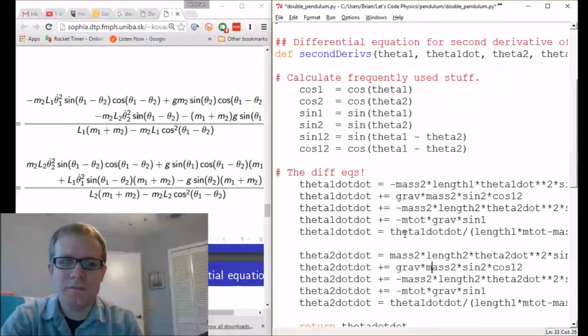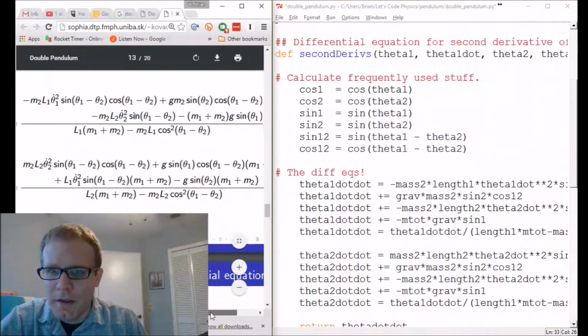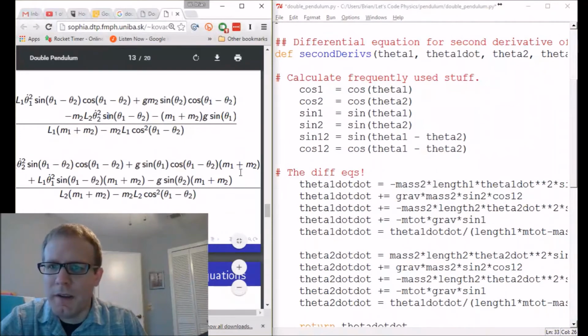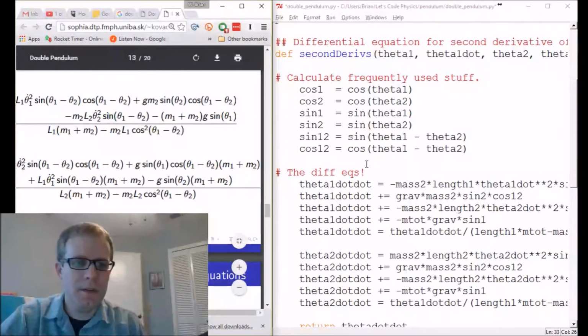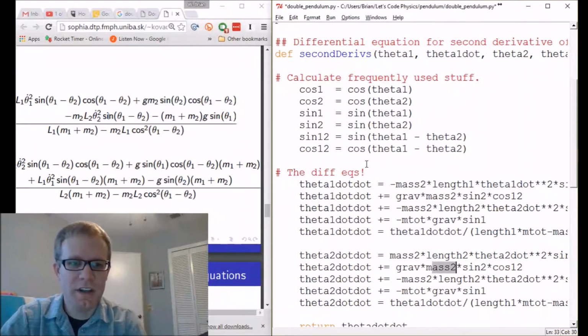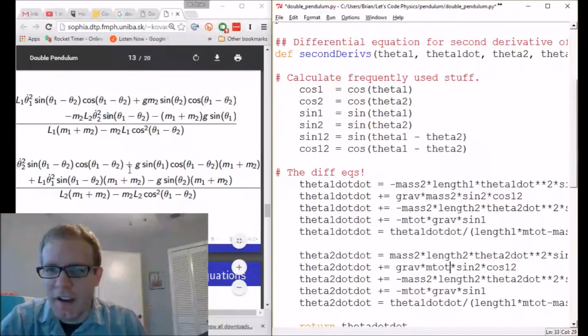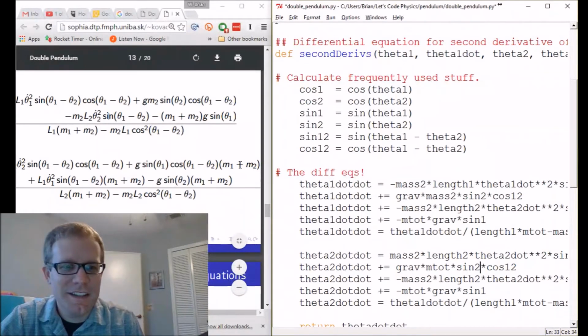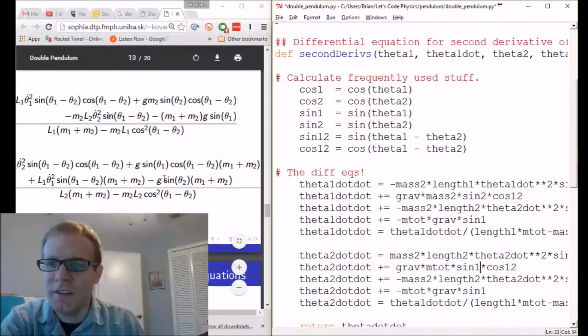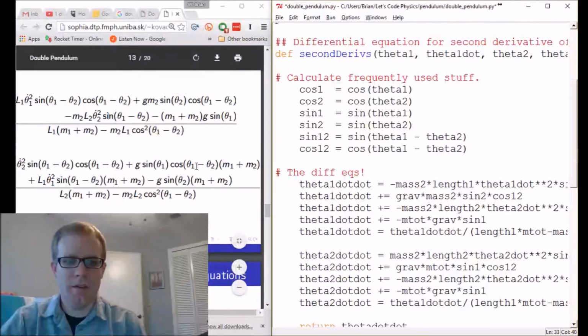I got the gravity. This is getting multiplied by m total. Now he moved the mass over there this time. Interesting. Must be a mathematician thing. Grav, at least he's working with units, right? Grav mass total sine 1 cosine 1 2. So this is the gravitational field. My mass total sine 1 cosine 1 2. Okay, cool.